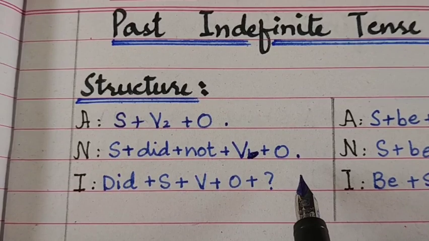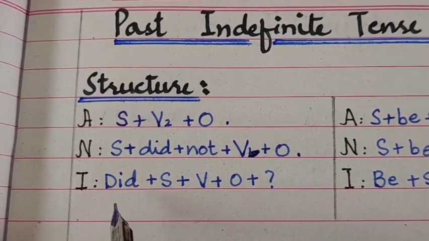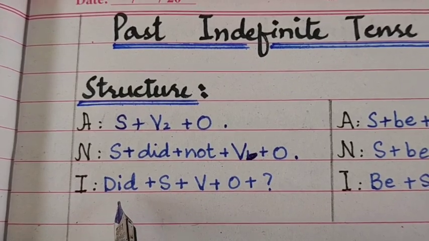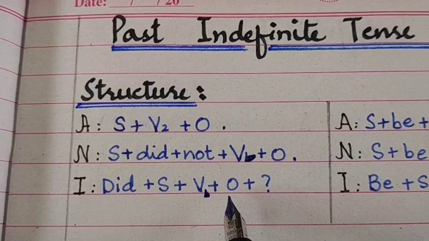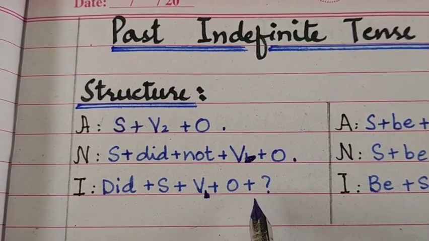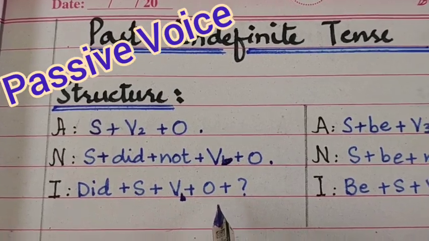And then the object. Again, when you write its interrogative, the helping verb comes at the beginning, then the subject, and then the verb's base form. This happens in active voice. Alright, even in past tense, this is the structure of active voice.